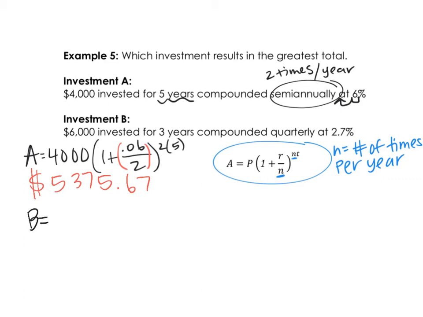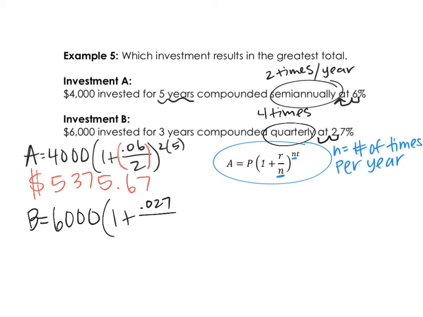Investment B says $6,000 invested for 3 years, compounded quarterly at 2.7%. So our initial amount was $6,000. And our rate was 2.7, so I'm going to move that decimal over to make it 0.027. And it said that we were compounding quarterly. If you think about quarters, that's 4. So 4 times per year is what quarterly means. So we're going to divide by 4, and part of our exponent is going to be 4 as well.